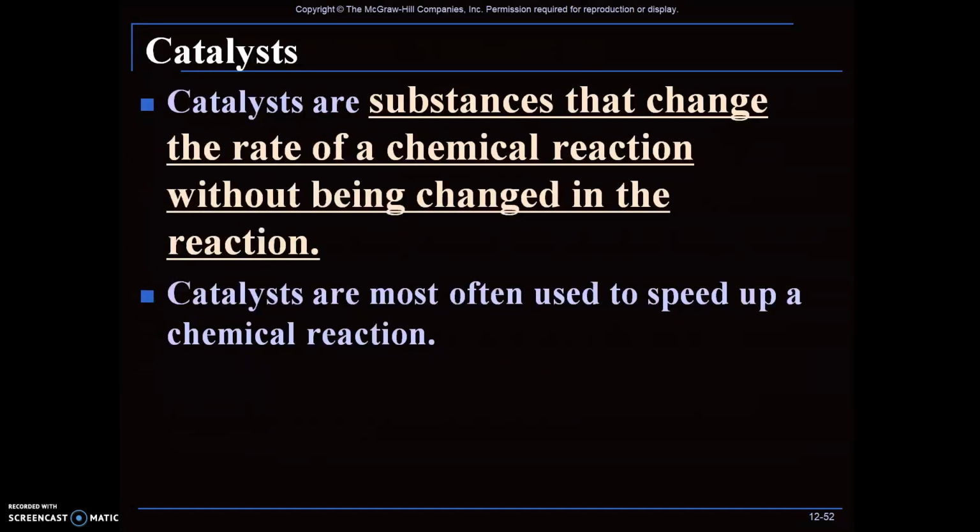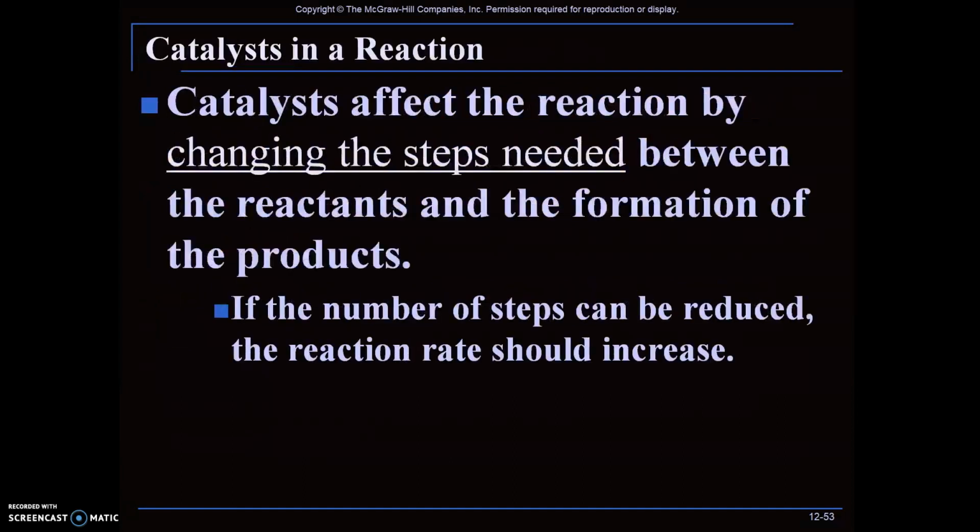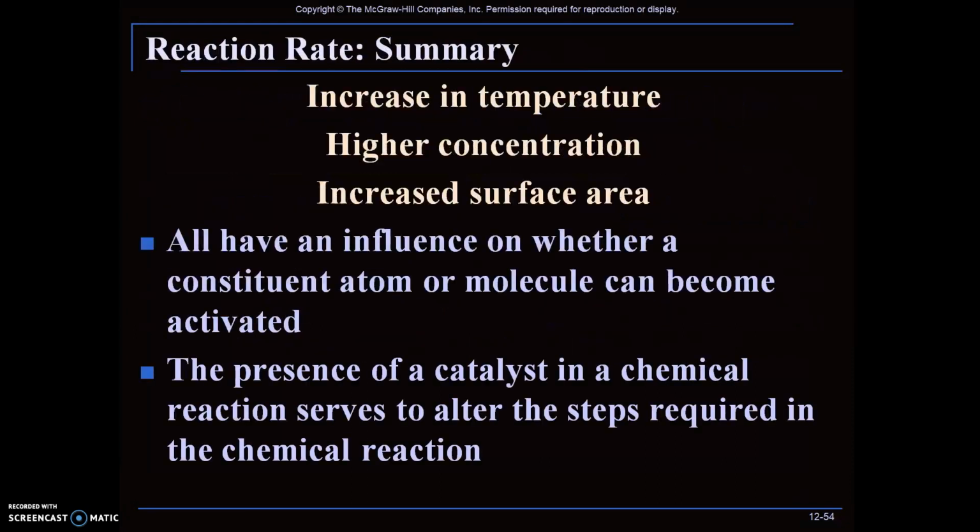Catalysts. Catalysts are substances that change the rate of a chemical reaction without being changed in the reaction. Catalysts are more often used to speed up a chemical reaction. They do not really participate in the reaction, but they make the reaction happen faster. They will not react with any of the reactants. Catalysts affect the reaction by changing the steps needed between the reactants and the formation of the products. If the number of steps can be reduced, the reaction rate could increase.